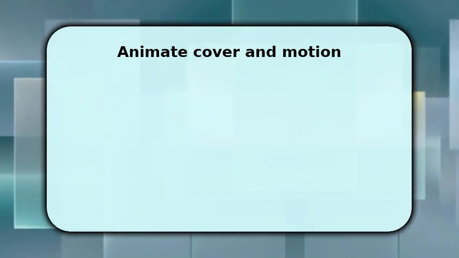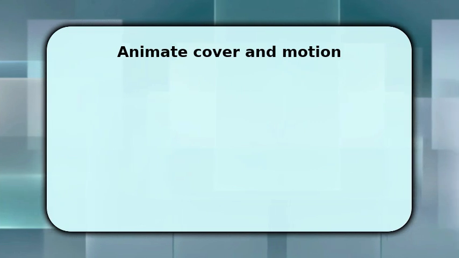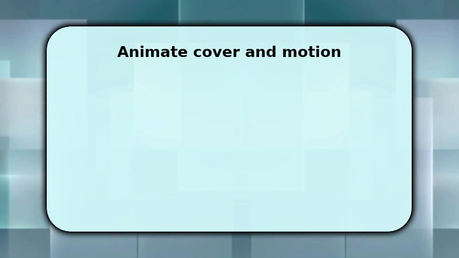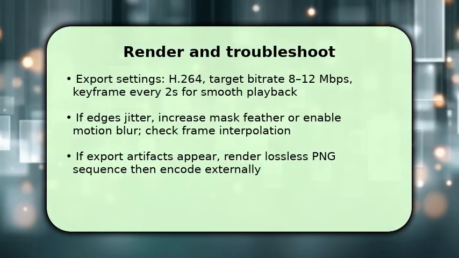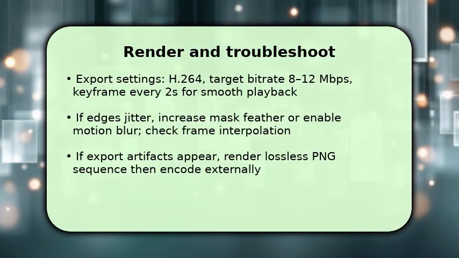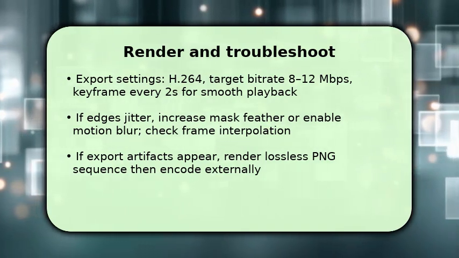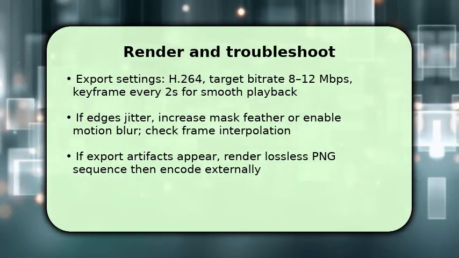Make sure to preview in a loop at half speed to catch timing issues and adjust keyframes until the motion reads as organic. When you finish, set your export to H.264 with an 8 to 12 Mbps target bitrate and a 2-second keyframe interval for smooth playback on most platforms.